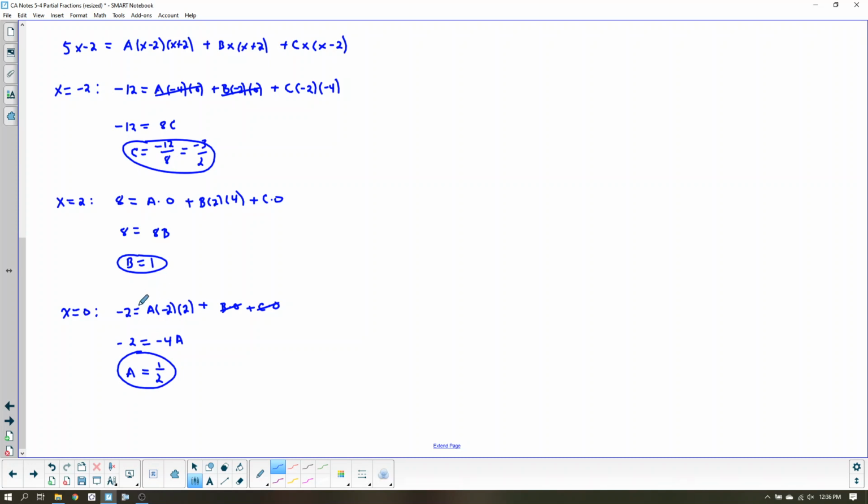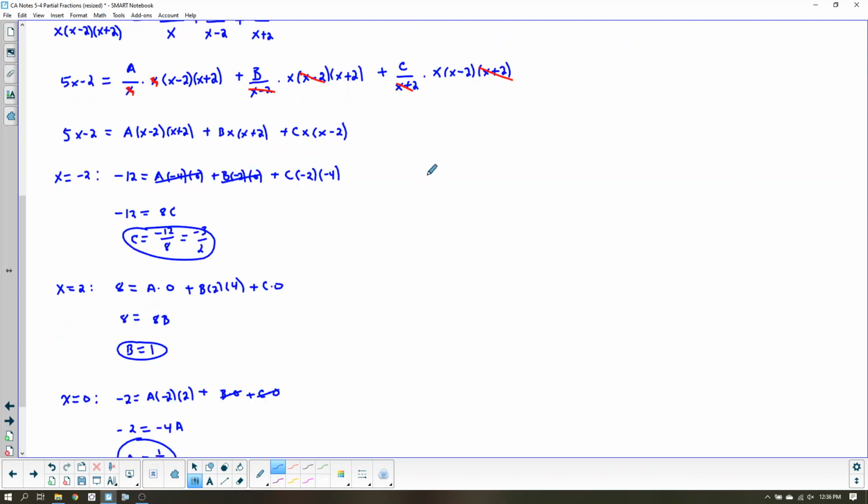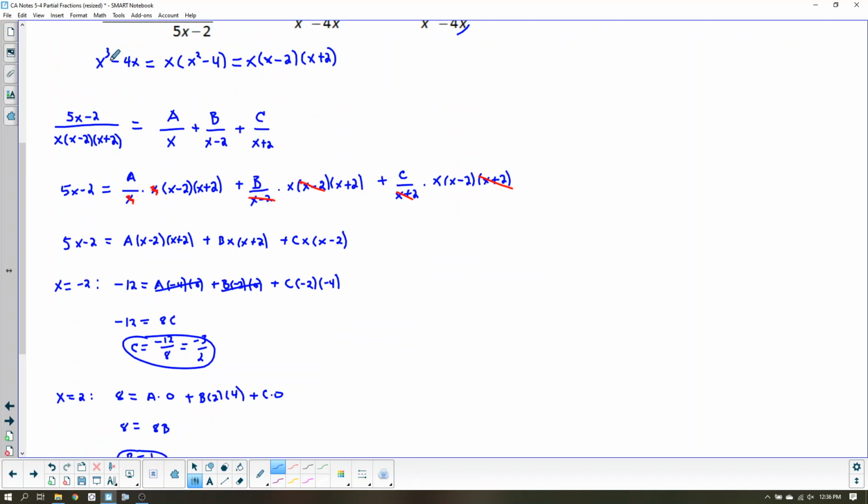And you could have solved for these in any order, right? Doesn't matter, I could have plugged in any of these values in any order. Okay, so if we go back to the original setup, we said that the partial fraction decomposition has to have this form.